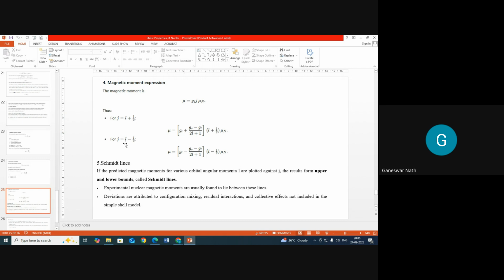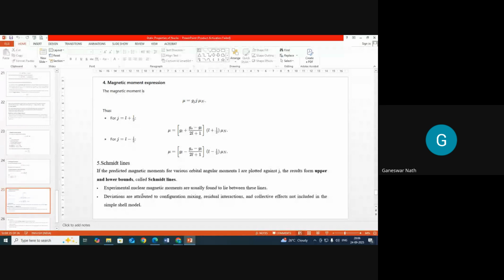Okay, and for J equal to minus half, you can subtract with the other factors as they remain. So now let me talk about the Schmidt lines. If the predicted magnetic moments for various orbital angular momentum L are plotted against J, the results form an upper and a lower bound, which is called the Schmidt lines. So I have drawn the stability curve, with an upper region and a lower region, and from that we can say these are called Schmidt lines.